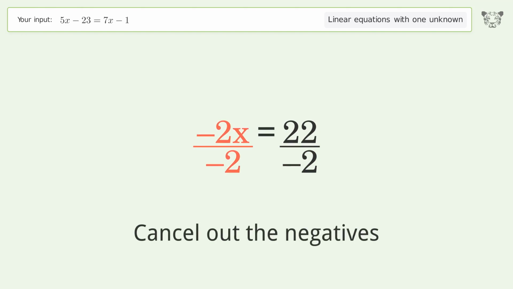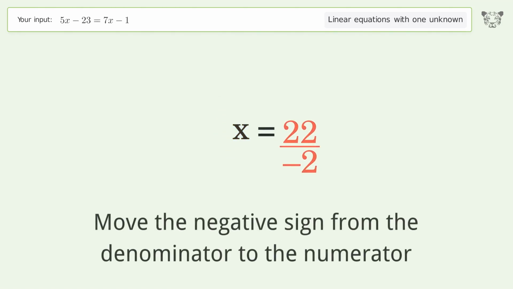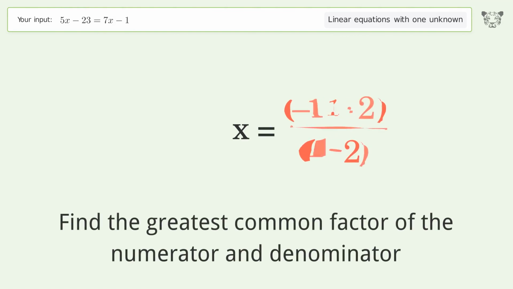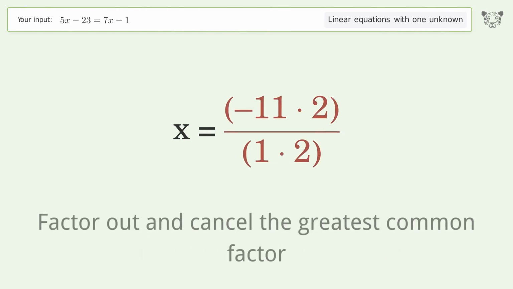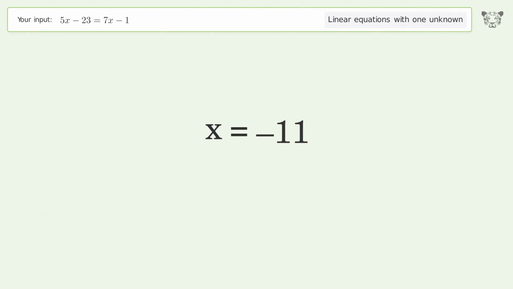Cancel out the negatives. Simplify the fraction. Move the negative sign from the denominator to the numerator. Find the greatest common factor of the numerator and denominator. Factor out and cancel the greatest common factor. And so the final result is x equals -11.